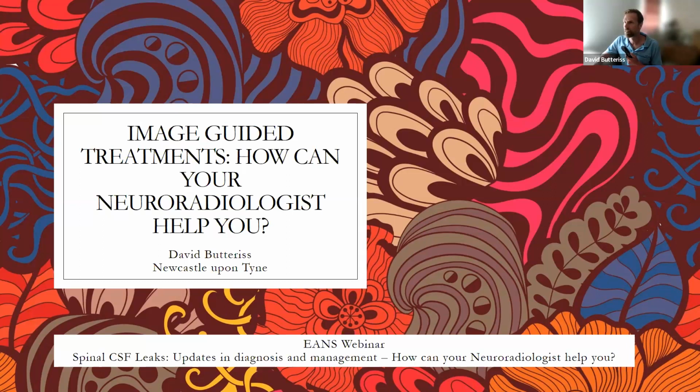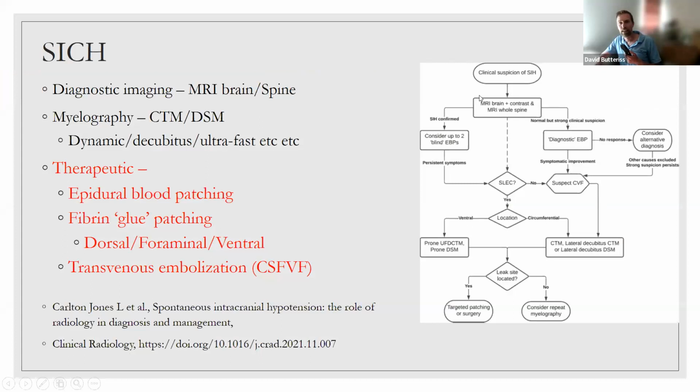So this is just a diagram of the investigation and management pathway from a neuroradiological perspective of SIH, which was published by Lalani and co. Fairly recently. You could argue that it's already slightly out of date. I think it was written mostly in 2020, published in 2021, and by the end of 2021, there were already new radiological techniques for management of spinal CSF leaks coming out.